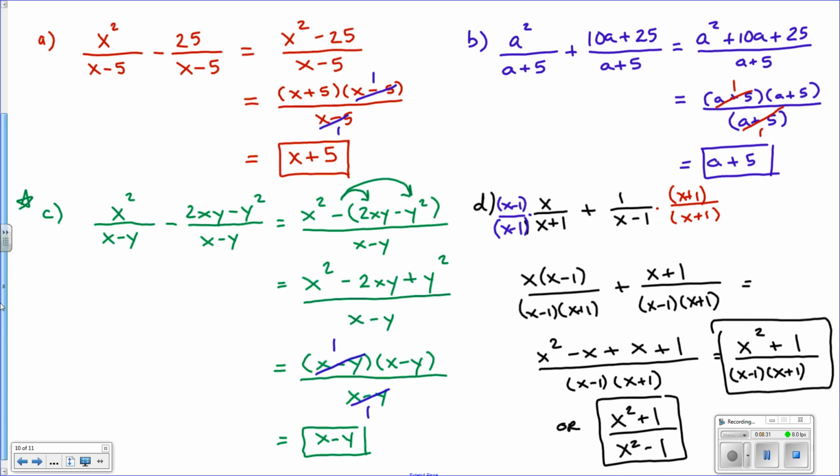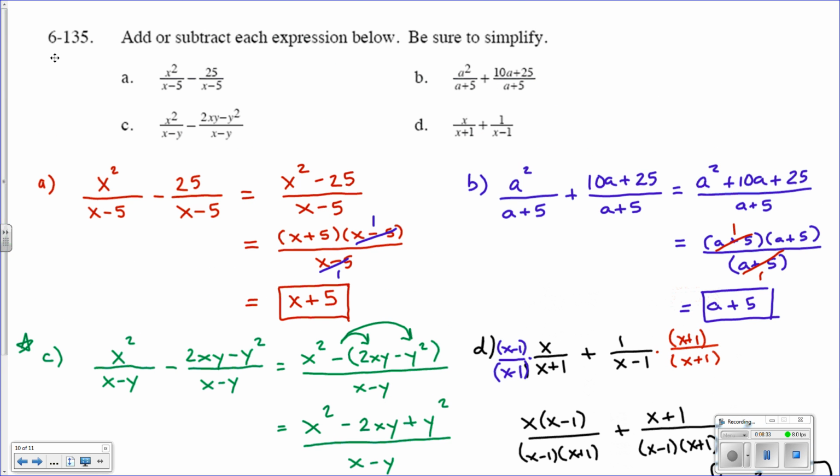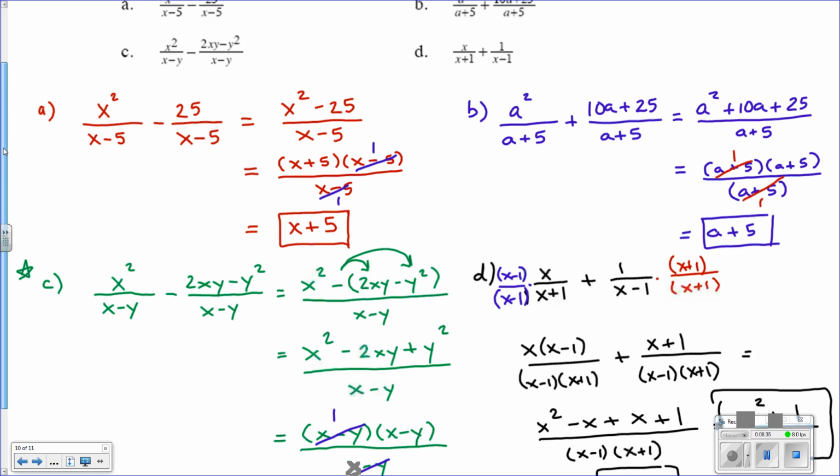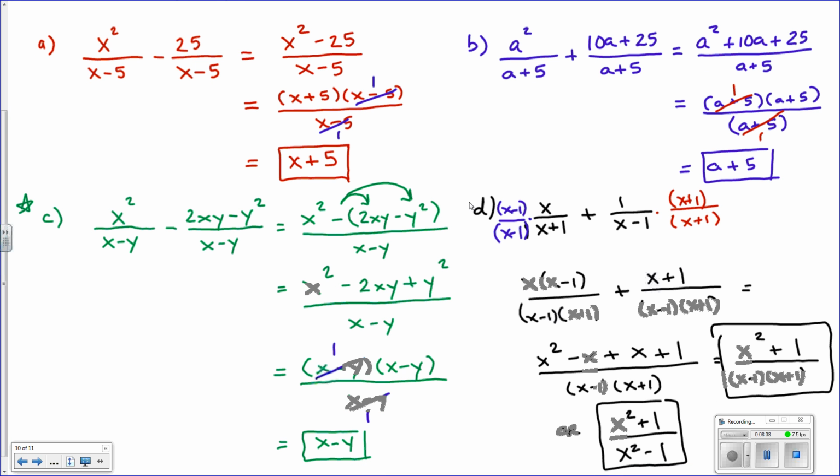This is problem 6-135. Again, your simplified expressions: x plus 5, a plus 5, x minus y, and x squared plus 1 over the quantities of x minus 1 times x plus 1, or x squared plus 1 over x squared minus 1.